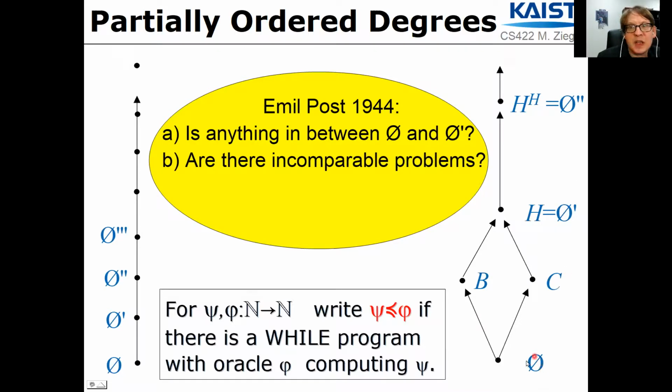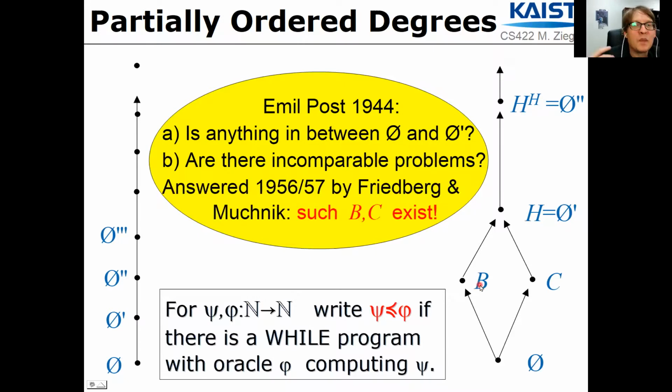So here you see also decidable. And what Friedberg and Muchnik did, they both independently constructed two problems that answer both of Post's questions at the same time. First, two problems that are incomparable. So B is not reducible to C, nor is C reducible to B. And from that it immediately follows that this is something that lies strictly between the decidable and the halting problem.